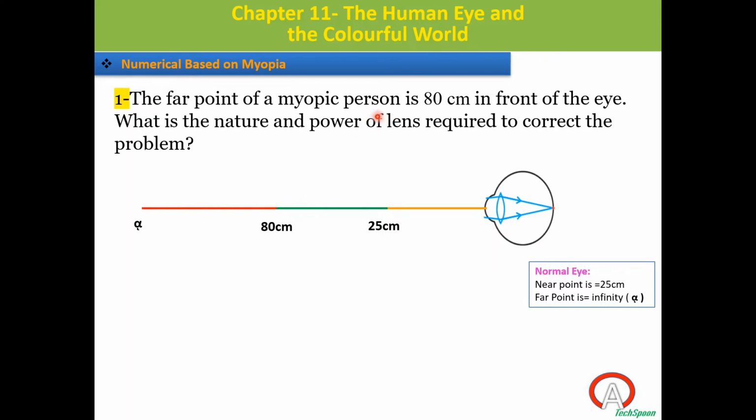So here it is already given. It is 80 centimeter. So within this 80 centimeter he can see, but after 80 centimeter he cannot see. That's why the far point of a myopic person is 80 centimeter. That is the meaning. Clear? The far point of a myopic person is 80 centimeter, means after 80 centimeter he cannot see anything.